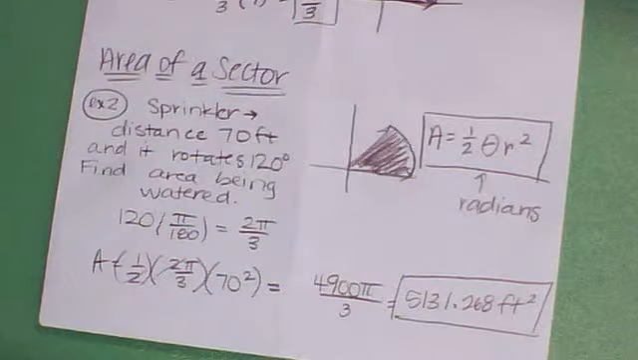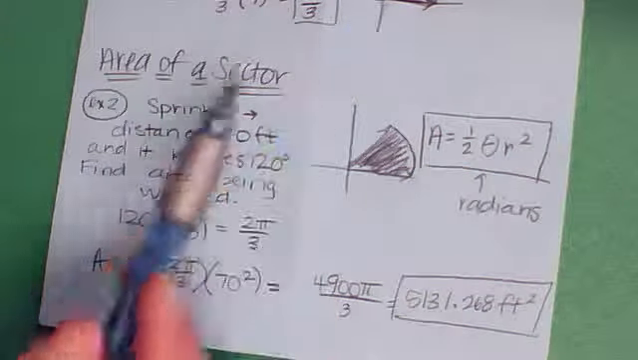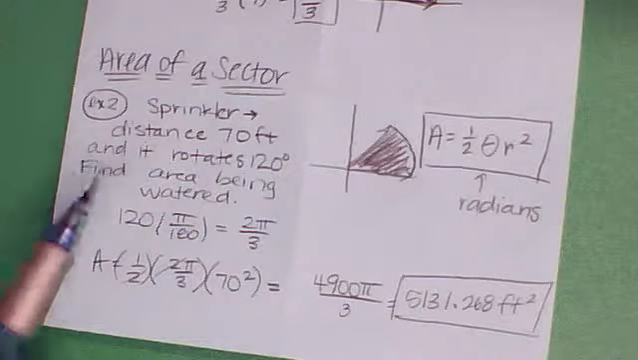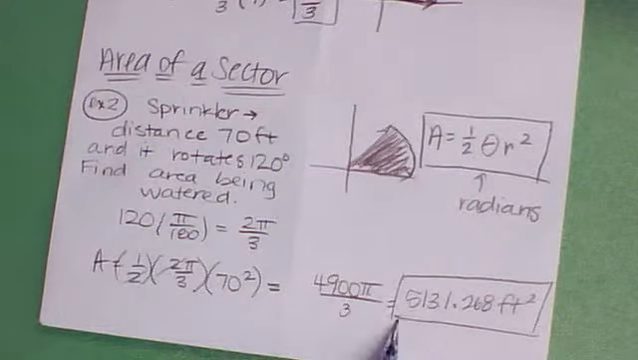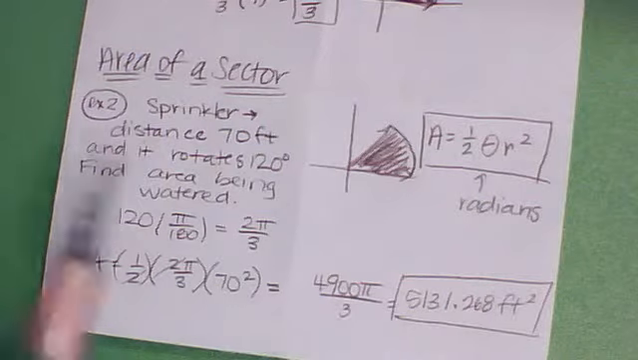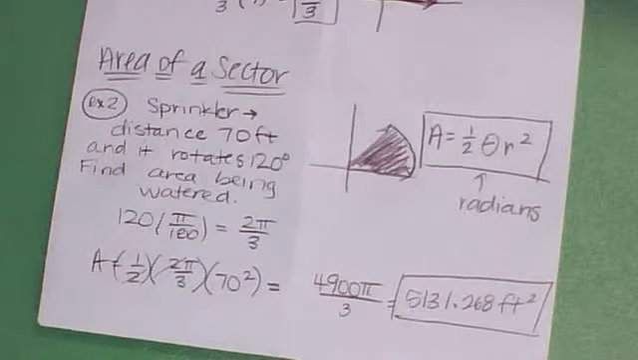And it is always going to be square units on area. On length up here, it would have been just feet, right? Or inches, I'm sorry, because we're talking about inches. So this sprinkler covers about 5,000 square feet, which is pretty impressive.